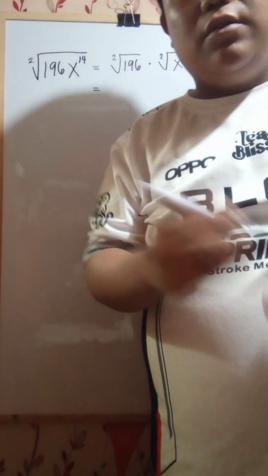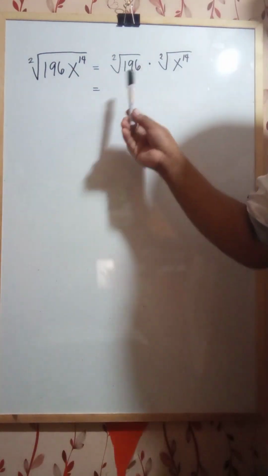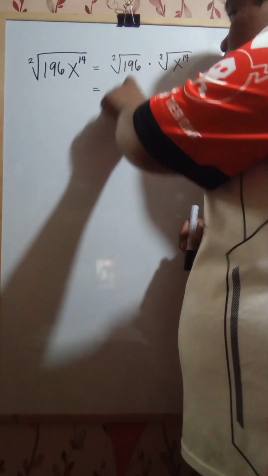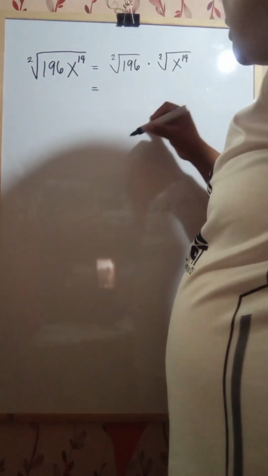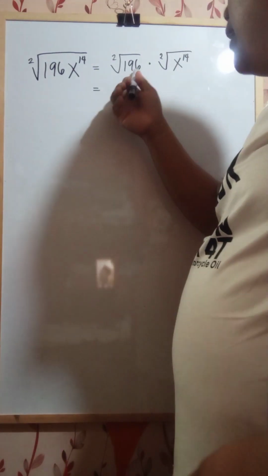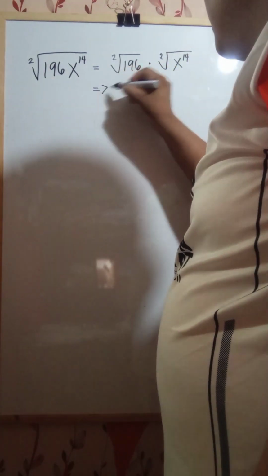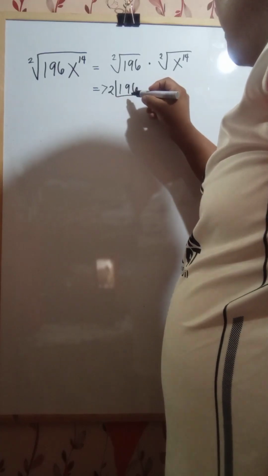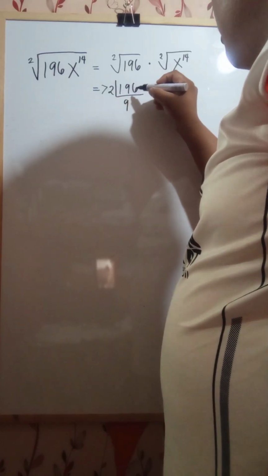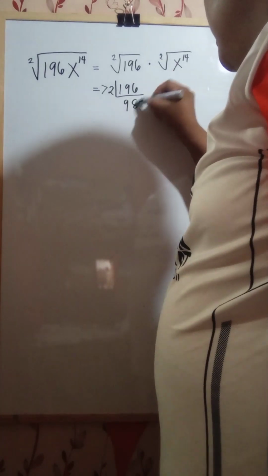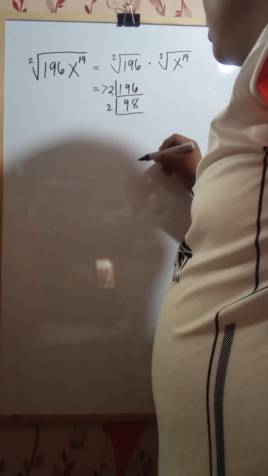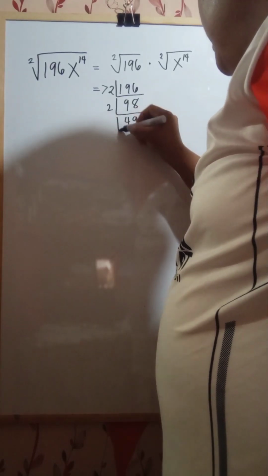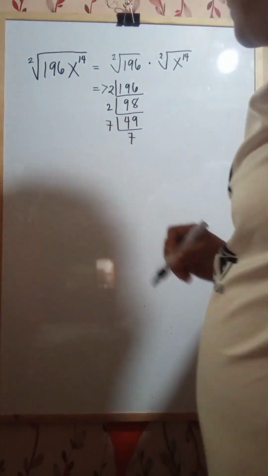If you watched part 1, it is easier for you to extract this 196. What you will do is use prime factorization by continuous division. We're going to factor 196 into prime factors. So let's have the 196. We divide by 2. 196 divided by 2 is 98. Divide again by 2, that is 49. Then we divide by 7, so you now have 7.